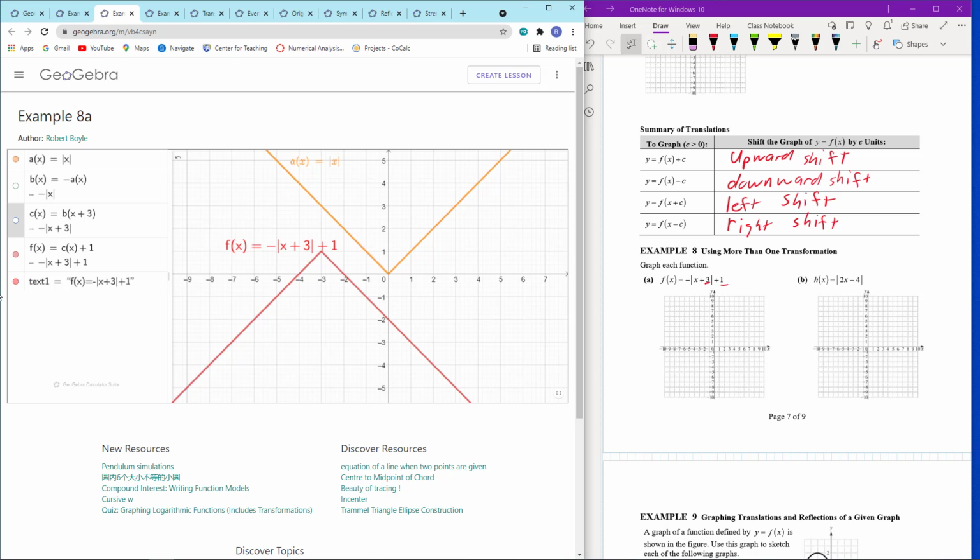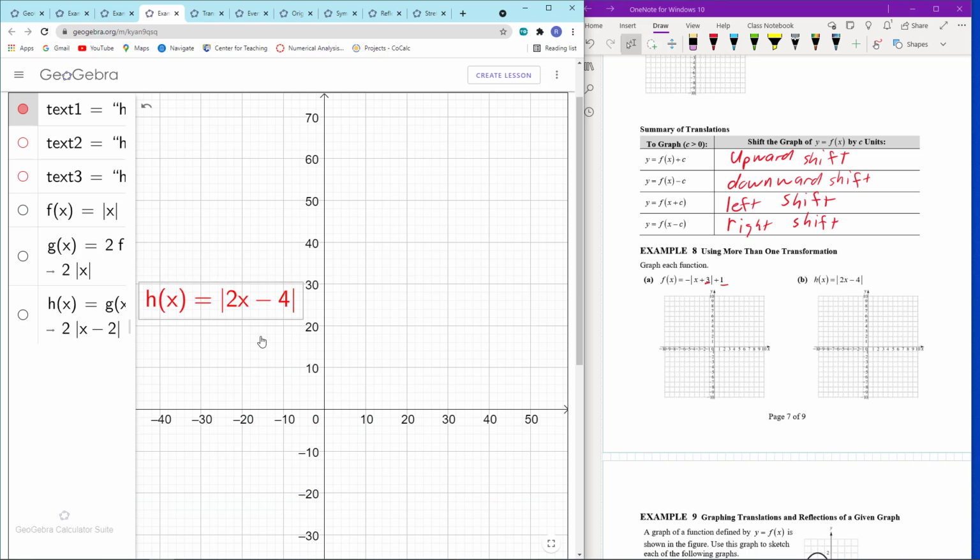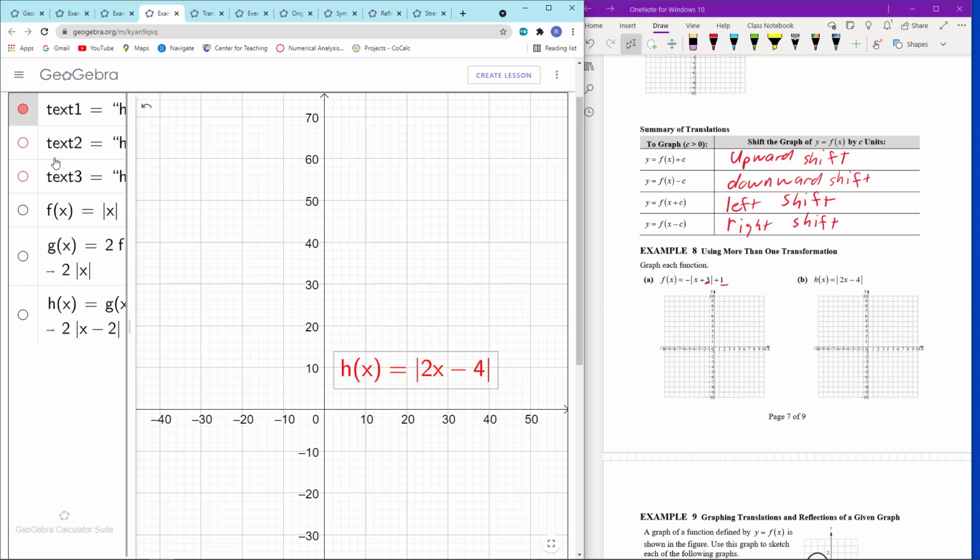Okay, let's take a look at 8b. So here we have h of x is equal to 2 times the absolute value of x plus 4. The first thing we can notice here is that we can actually factor out a 2, so let's go ahead and do that. Then h of x is equal to 2 times the absolute value of x minus 2, since the absolute value of 2 is 2.